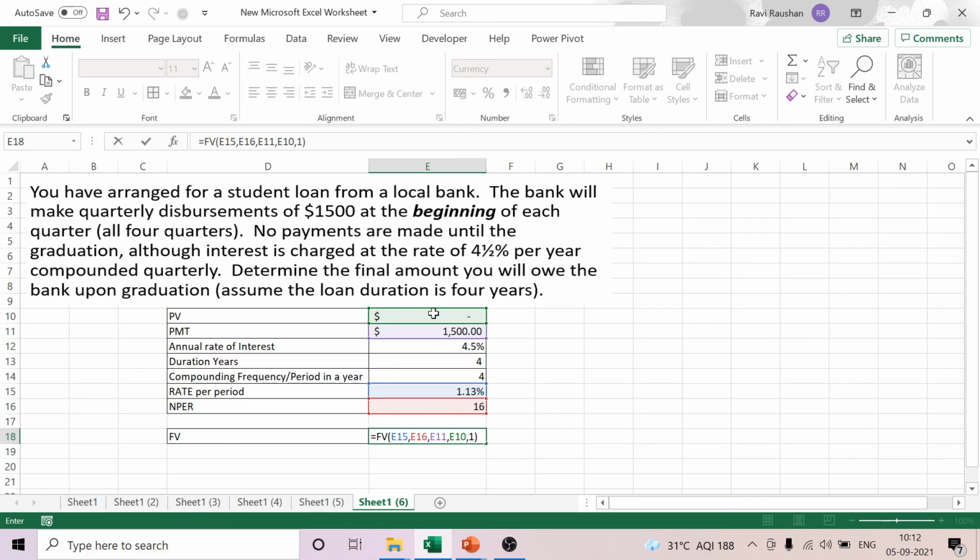Now I click it and I press enter. I got it, so this is the total payment that I'm supposed to make at the end of the transaction.